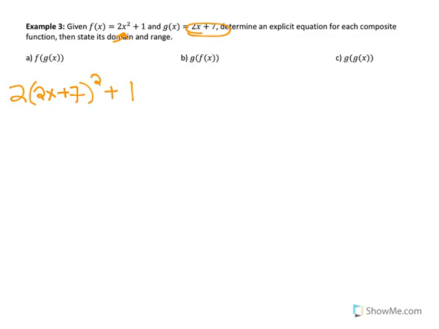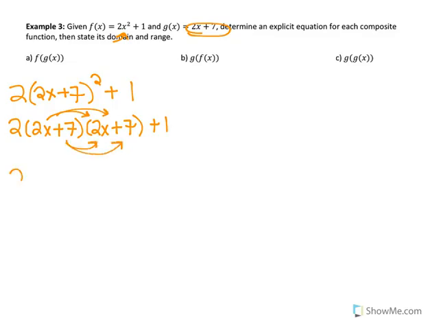Now the difference with these is that you will simplify these. So be careful when you see a binomial squared. Remember, it's the same as saying 2x plus 7 times 2x plus 7, writing your binomial out twice. And then you have to FOIL and distribute out fully. So this is the same as saying 2 times 4x squared plus 14x plus 14x plus 49 plus 1. And this simplifies to make 28x.